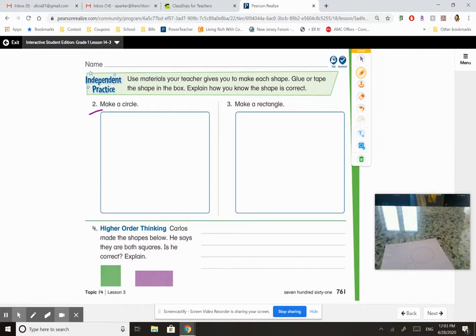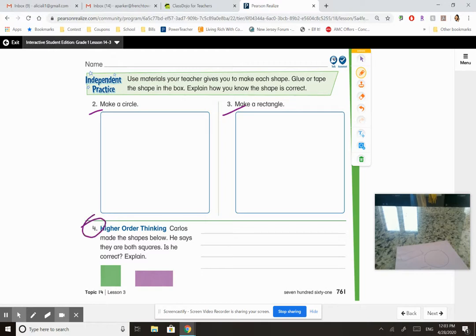All right, same thing for number 3. Make a rectangle. So if I want to use my other shape that I stole from the children on their train table, this side is a rectangle. And I trace myself a rectangle.